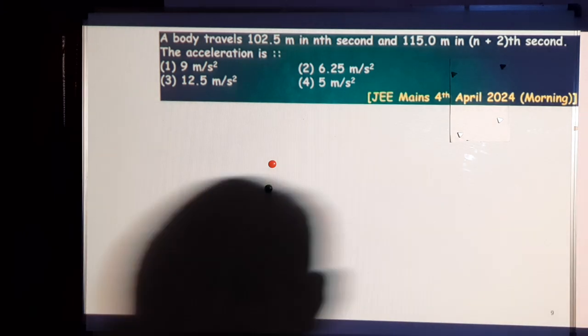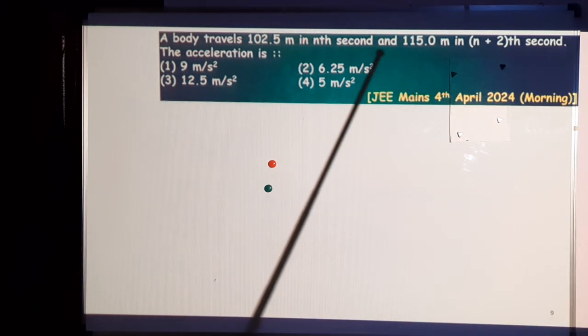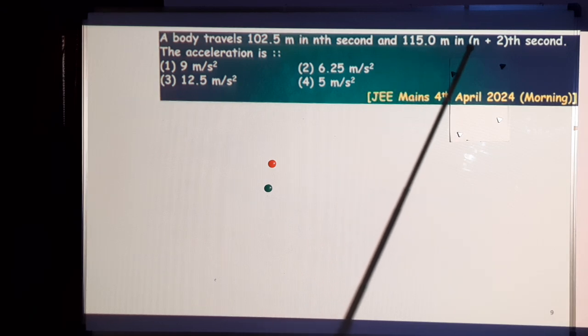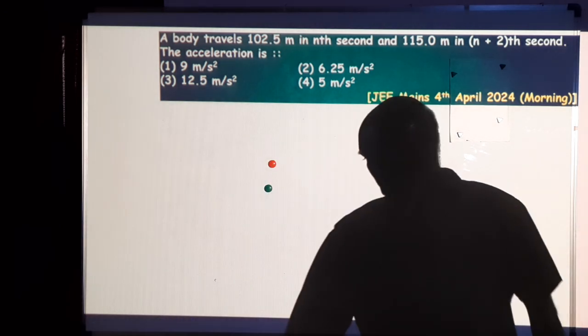To the next question. A body travels 102.5 meters in the nth second and 115.5 meters in the n plus 2th second. The acceleration is... you can pause and try this question.